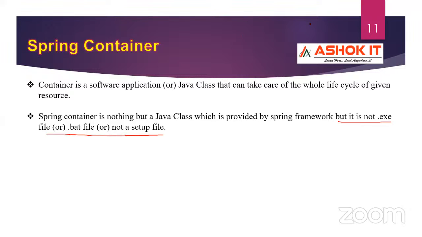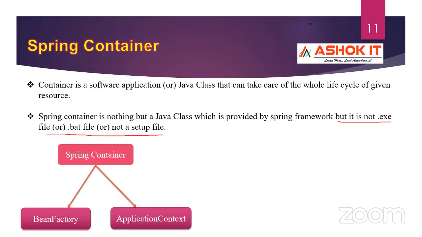Okay, fine. So see, guys, as I told you, Spring provides two types of containers. One is the Bean Factory container, and another one is the application context container. Bean Factory container and application context container, guys, these are the two lightweight containers given by the Spring framework.